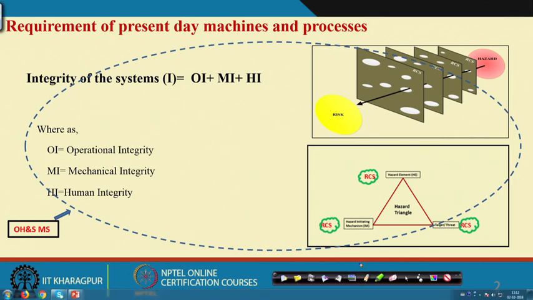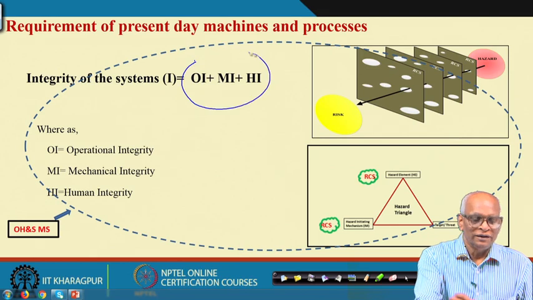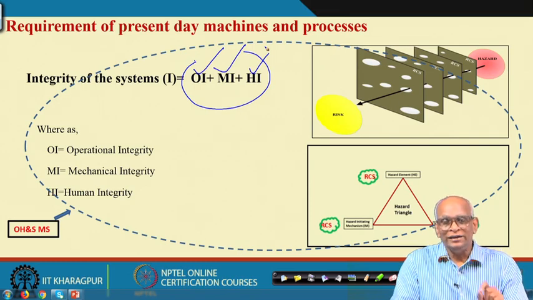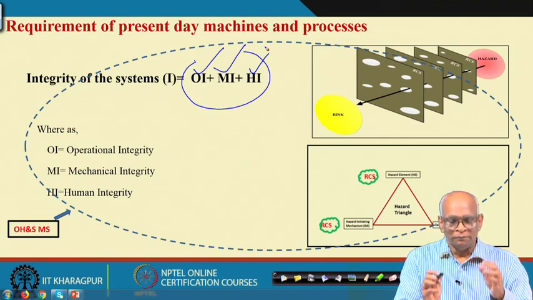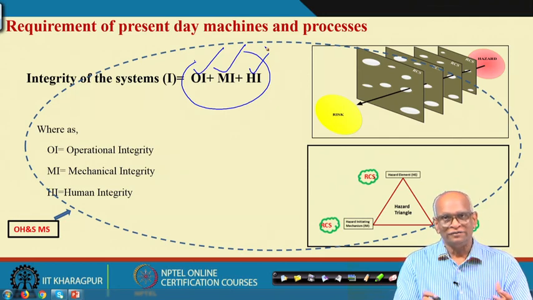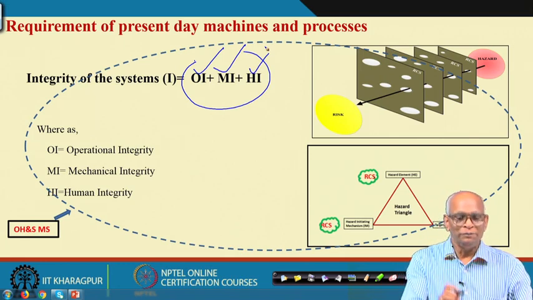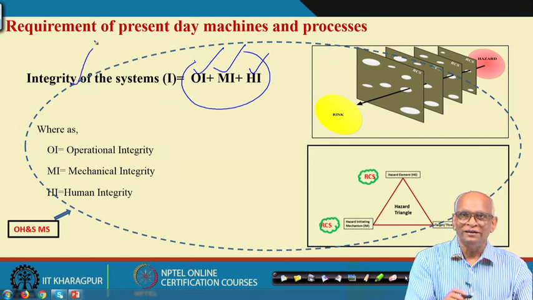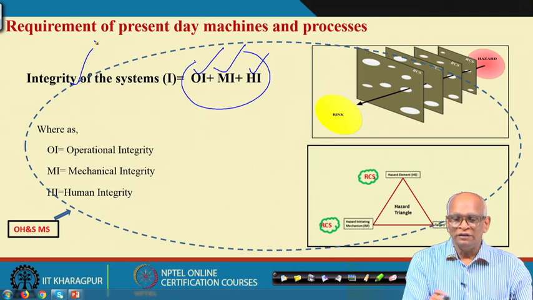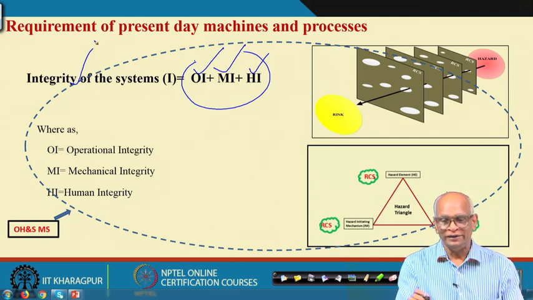See, in any organization, we want our systems, our machines, our people, the integrity to be very high. We have talked about this, which is called operation integrity, mechanical integrity, human integrity, which should be as we require. What is integrity? Integrity is nothing but behaving, doing the way you design. So the machines, the processes, the people should behave the way we have designed, then we call the integrity very high. To have this integrity, we have implemented the occupational health and safety management system.